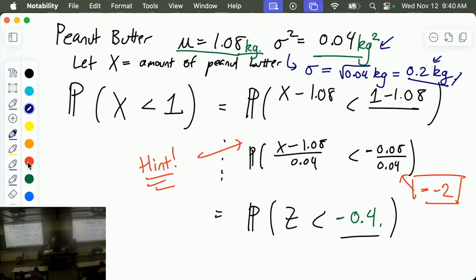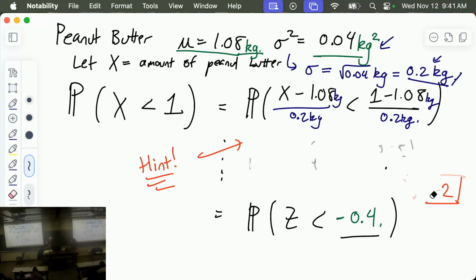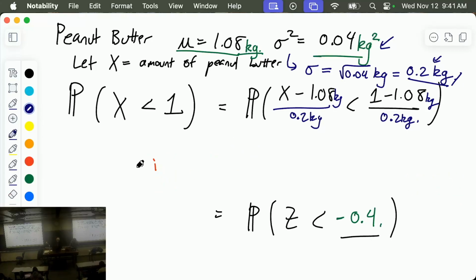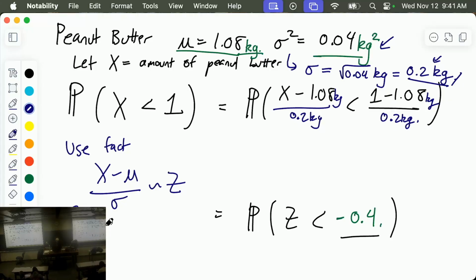If you do it properly with the units, it makes more sense. Everything should be in kilograms. So this is some number of kilograms, this is some number of kilograms, and you're dividing by 0.2 kilograms. You should not divide by 0.04 kilograms squared. Then this really is standard normal over here. Now we're using the fact that (x minus mu) divided by sigma is a standard normal. This is the standardization procedure, or normalization. Let me write normalization.